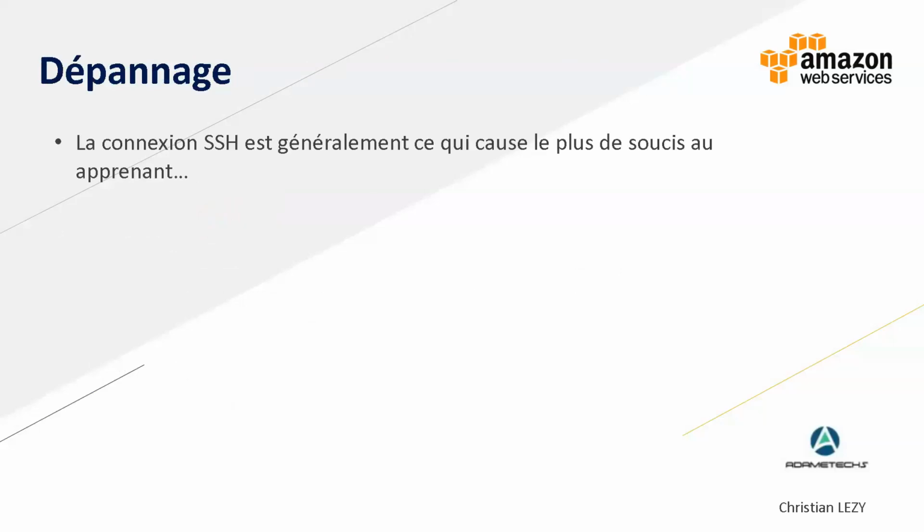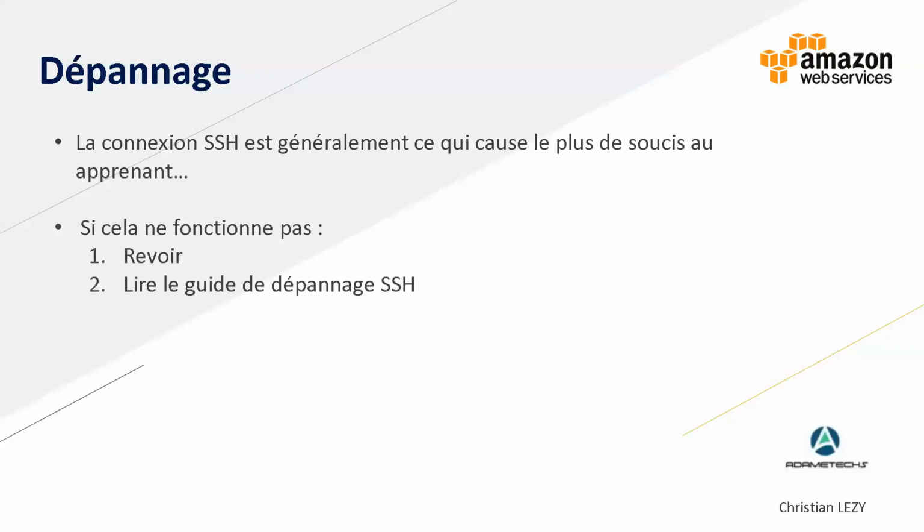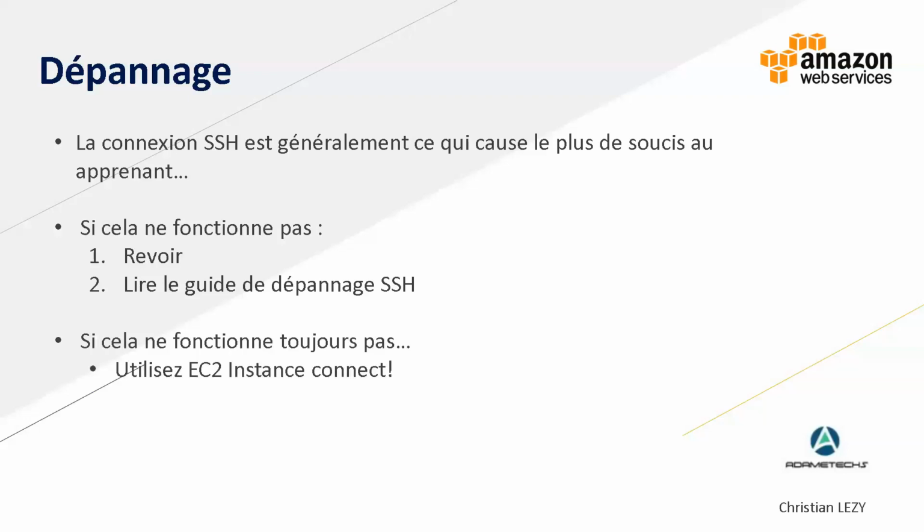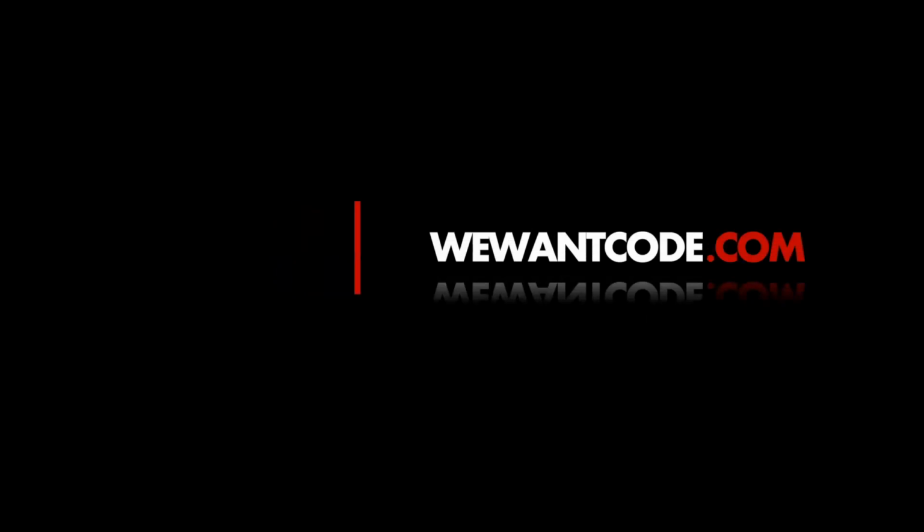SSH is often a complex principle, so if you encounter some problems and you can't get it to work, you should watch the video once more. Very often, students tend to miss a few elements. If you still are struggling, you should read the troubleshooting guide on SSH that is provided with this course. And if you can't find a solution and you're still struggling, you can still use EC2 Instance Connect.